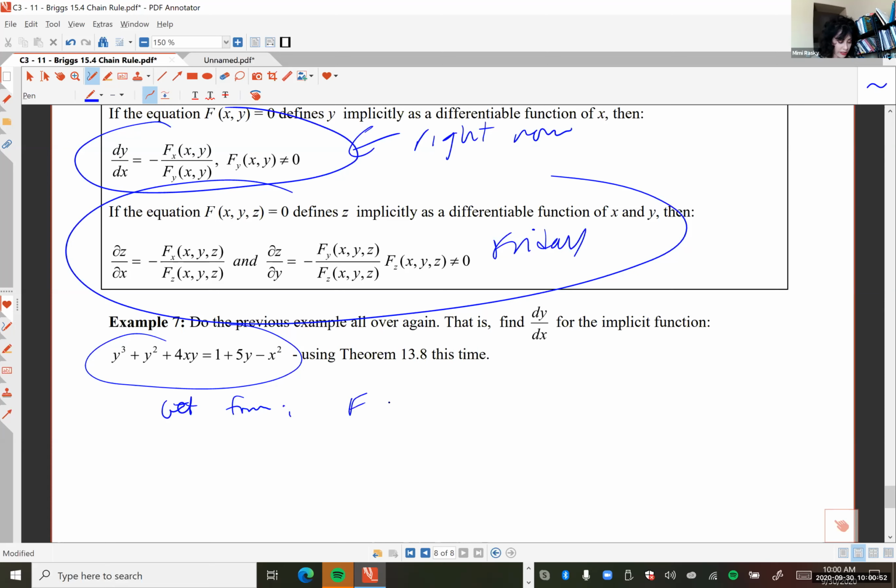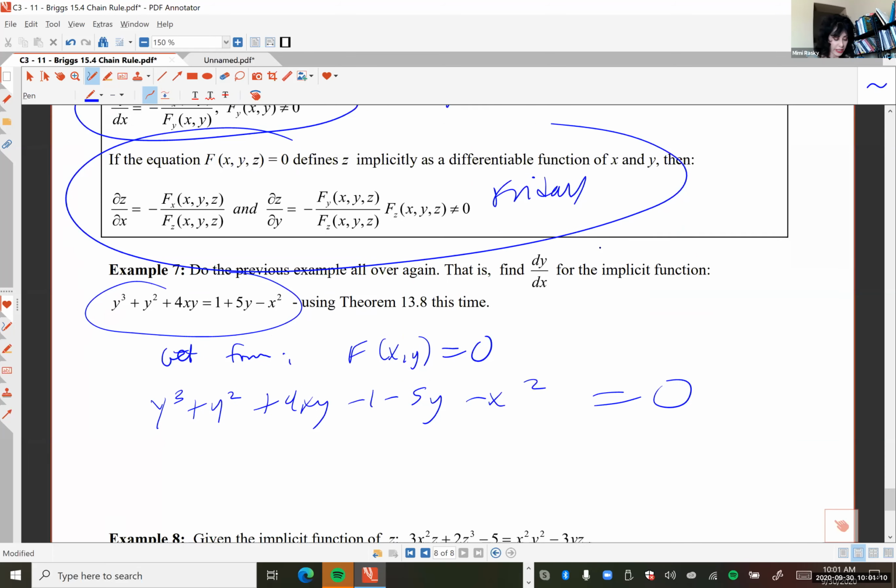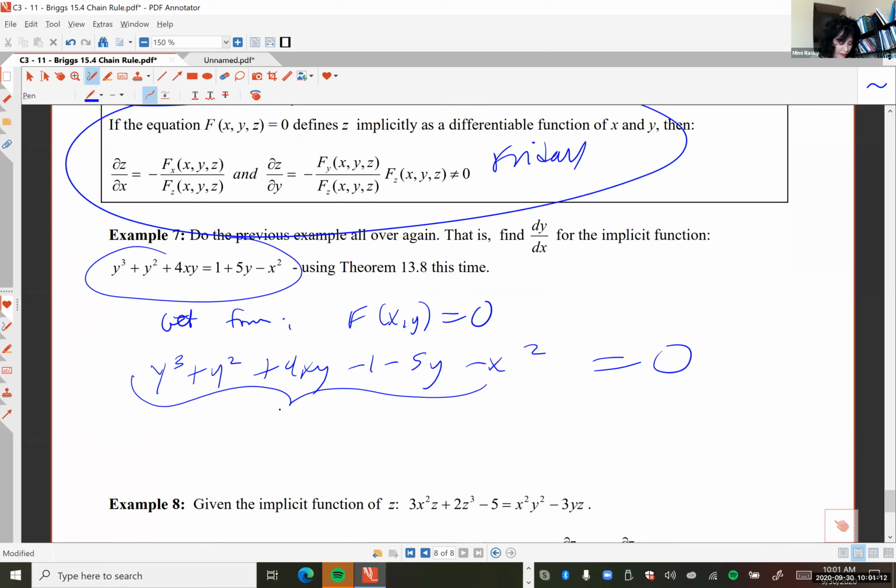This is step 1. You want to get all the stuff on one side and 0 on the other. It doesn't matter which side. It's all going to come out in the wash. So how about if we just move everything over to the left. So when I move everything to the left, I get all this junk on one side and 0 on the other. Now this, folks, is your big F, and he's a function of two variables, x and y.